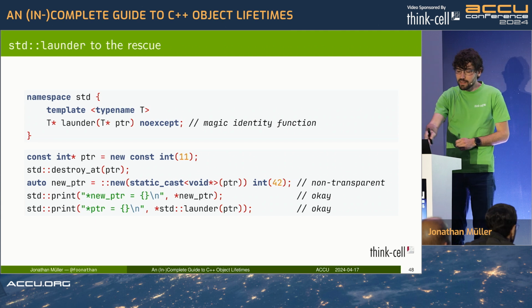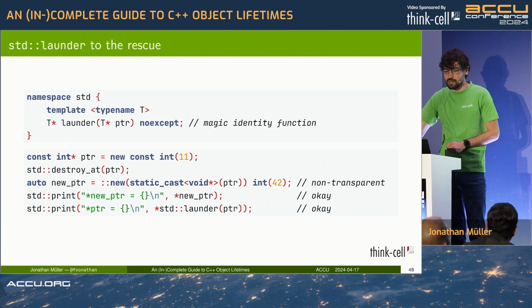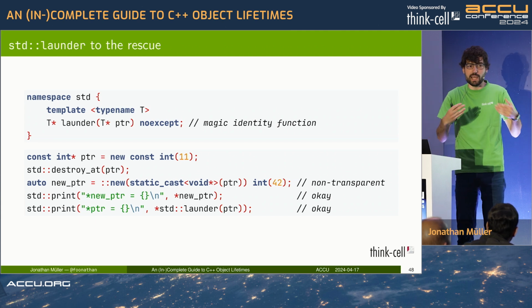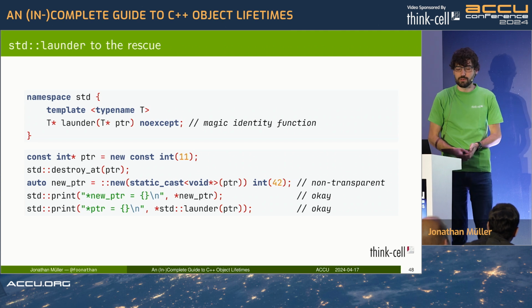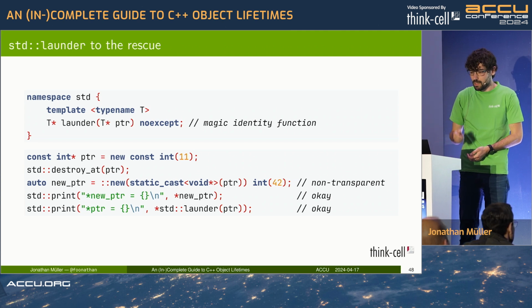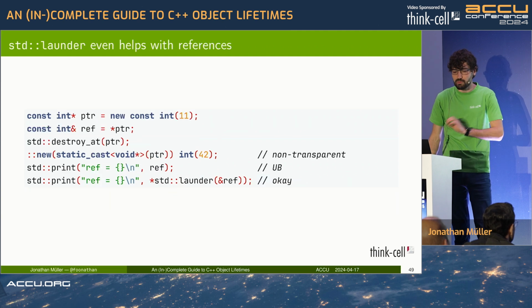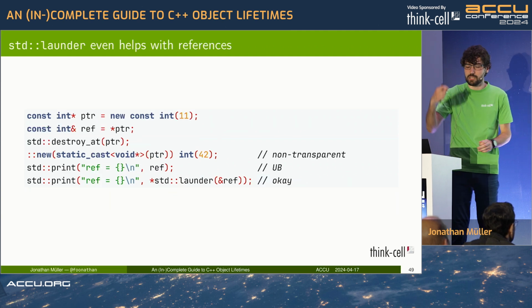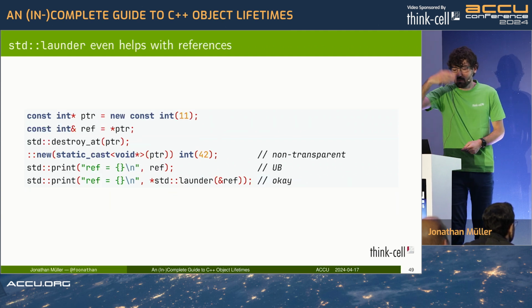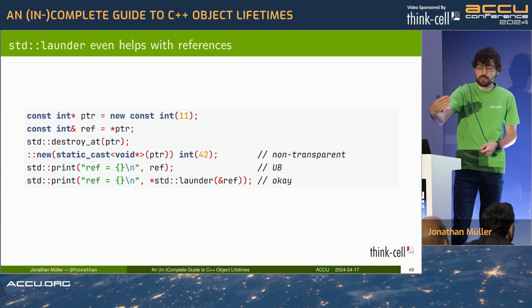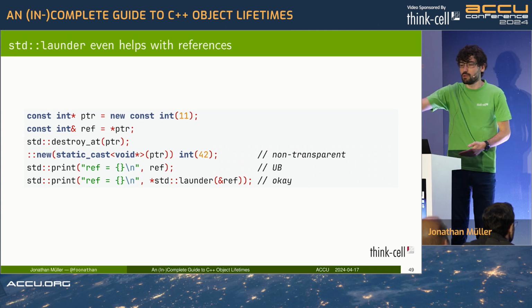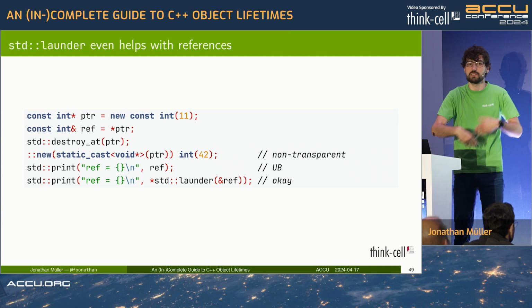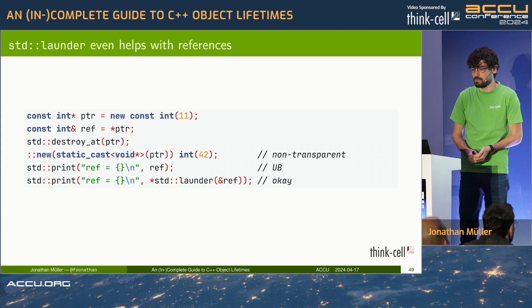We're going to explore exactly how launder works later on in the talk. But for now, launder can be used when we're doing non-transparent replacement and you still want to reuse the original thing. Now, launder also helps with references. So similar case, now we're just having a reference to the original object. We're doing a replacement. We're not allowed to use the reference because it refers to an object that has been destroyed. We have to launder the address of the reference, dereference it to get a new thing back.